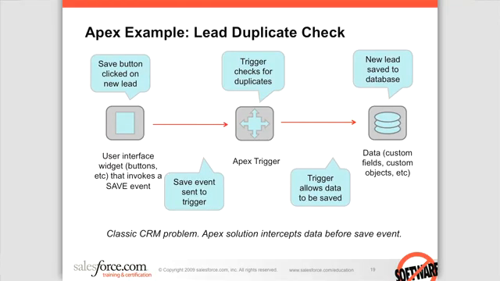So let's take a look at an example of some code executing within our environment. If we take a classic Salesforce situation, a user is entering a lead into the system, and we're going to save that lead to the database. Now, one of the things that we are often attempting to prevent are duplicate leads. We could have created an Apex trigger which would fire upon that lead being written to the database.